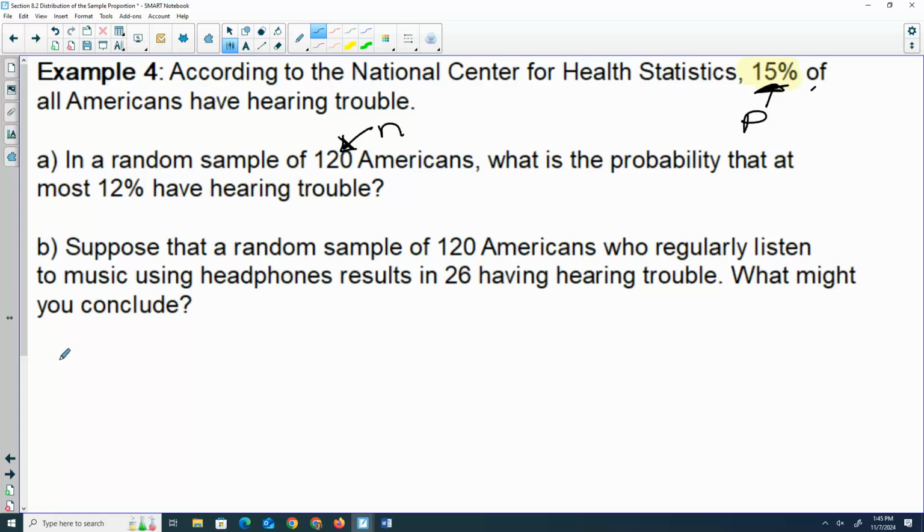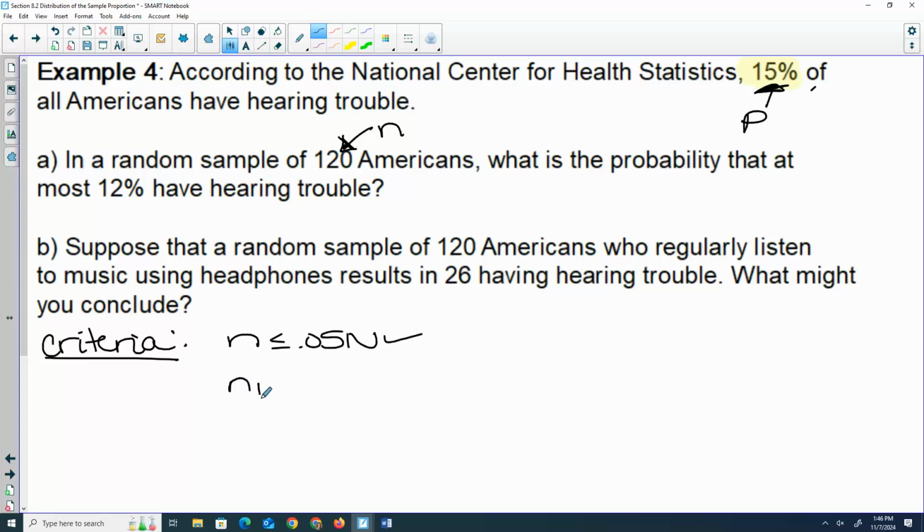So what do I need to do before anything else? Criteria. Okay, it's not like yesterday's problems where I can just look and it tells me it's normal or it tells me my sample's bigger than 30. We have to verify. First, the sample has to be less than 5% of the total population. I don't know the population of all Americans, but would 120 be less than 5%? Yeah. So, most of these, the 5% one, we probably aren't going to be able to check, but you're writing it down to tell me you thought about it.